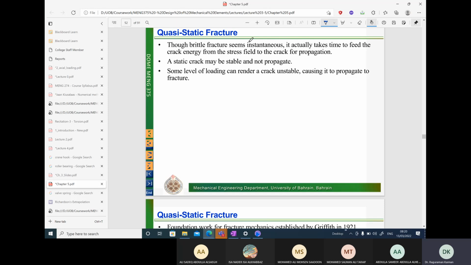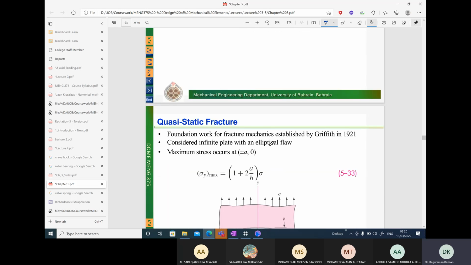So brittle fracture might seem instantaneous from our point of view. However, there is energy that has to be provided or transferred to the cracks, and once the energy is transferred, then the crack propagation takes place. So there needs to be enough energy supplied to the cracks for the crack propagation to take place. Based upon this theory, a guy by the name Griffith came up with some models to predict when and how the fracture will propagate. So we are going to see that.